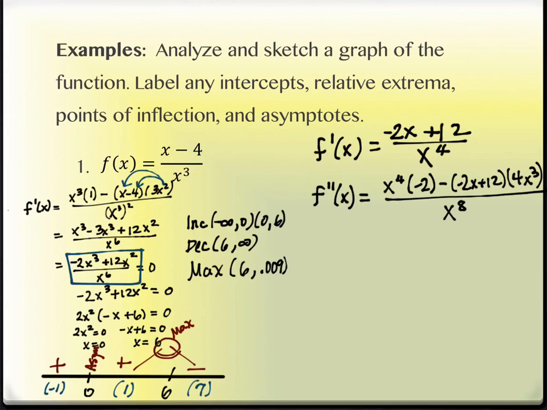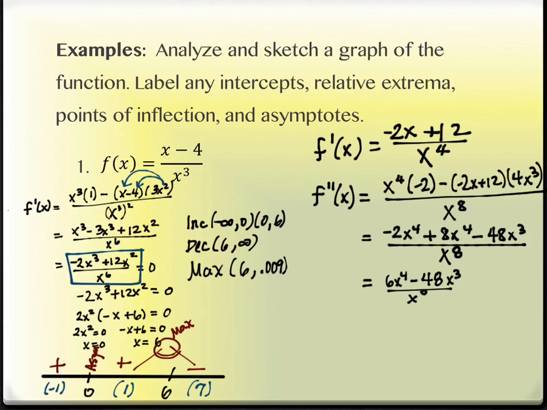And then we're going to clean up that numerator, right? We're doing the exact same process we just did because we're dealing with almost the same function, or at least a very similar style. So negative 2x to the fourth, we have positive 8x to the fourth, negative 48x cubed, over x to the eighth. So negative 2x to the fourth and positive 8x to the fourth would be 6x to the fourth, minus 48x cubed, over x to the eighth.